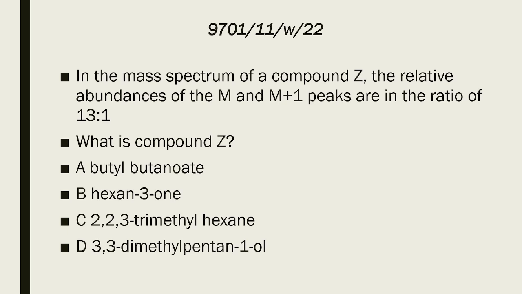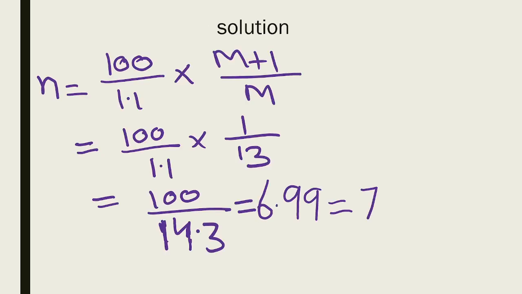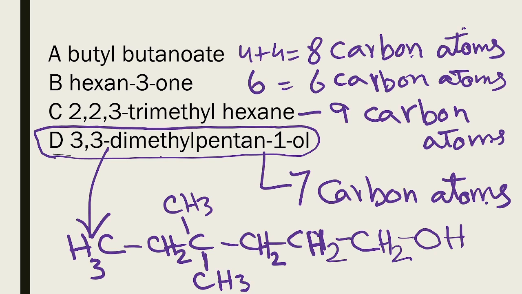So we will simply put in the formula which I just showed you, and then we will put in the values. 100 over 1.1 multiplied by 1 over 13. We get 100 over 14.3, which equals 6.99 or 7. It means that our compound contains 7 carbon atoms.